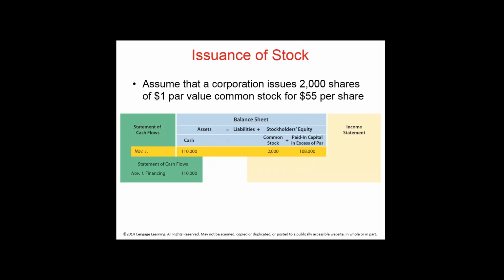So in this case, we're issuing 2,000 shares of $1 par value common stock, which is selling for $55 per share. Okay, you can see that difference. That dollar par value really has nothing to do with the market price. Now let's see where it has something to do with the accounting. If we're selling it for $55 per share, we're going to receive $110,000 in cash. So we'll increase our cash.